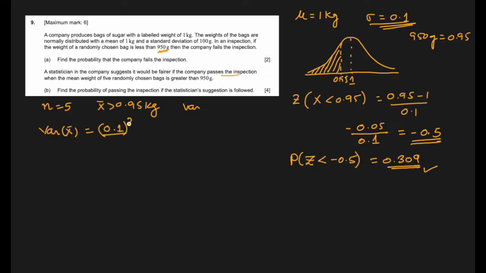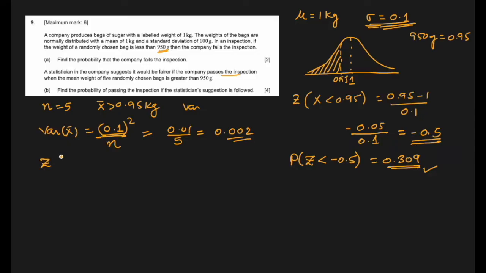So the variance for the sample, which is x bar, will be the variance of the original divided by n. This is the variance, right? Not the standard deviation, which was 0.1. So variance divided by n, which will be 0.01 divided by 5, 0.002. That's the variance. Now we want the probability.